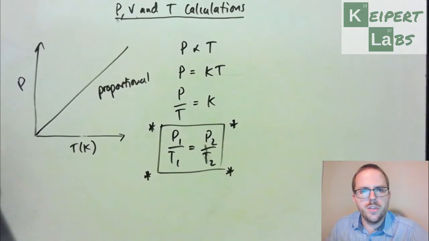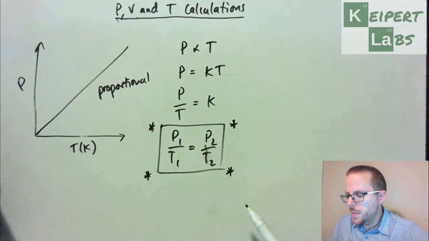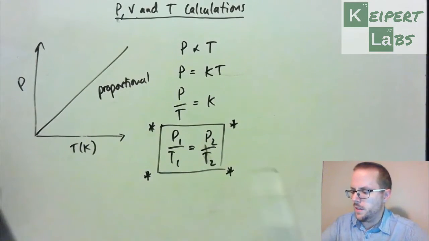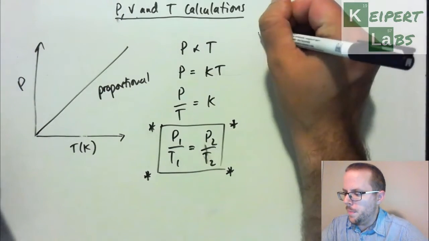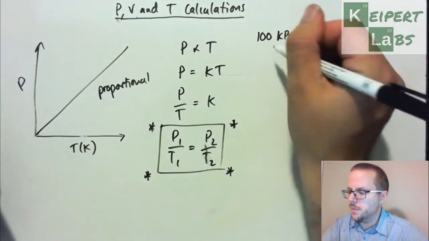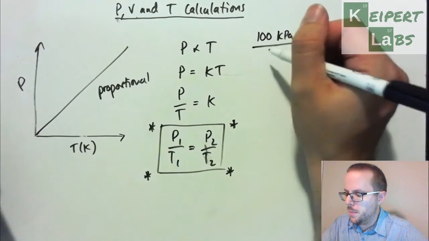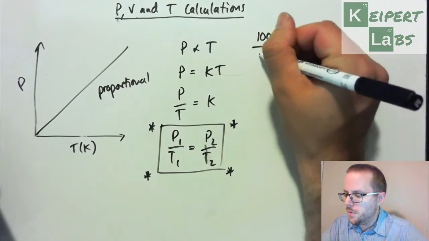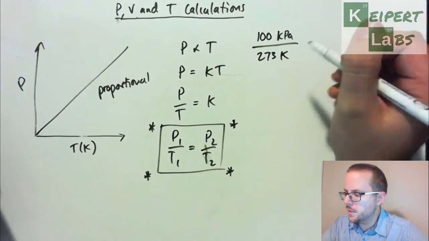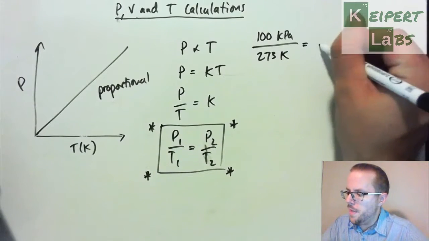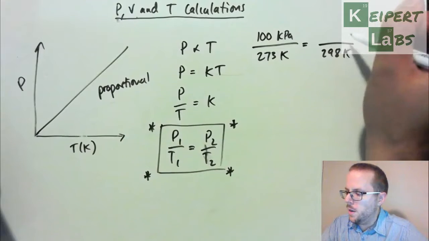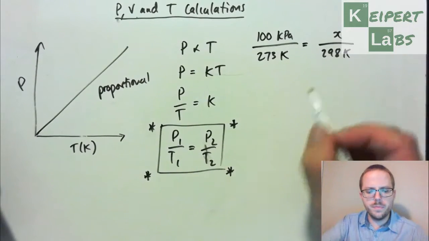I want you to get used to this. So let's say we have a sample that's got a pressure of 100 kilopascals when the temperature is 273 Kelvin, which is basically 0 Celsius. And then we say let's take that up to 25 degrees Celsius, and then we can work out what the pressure is going to be.